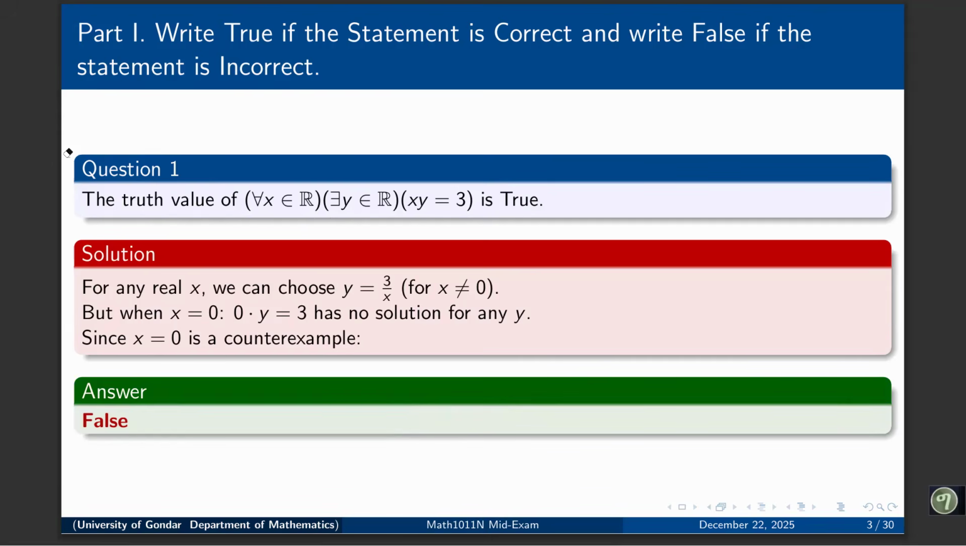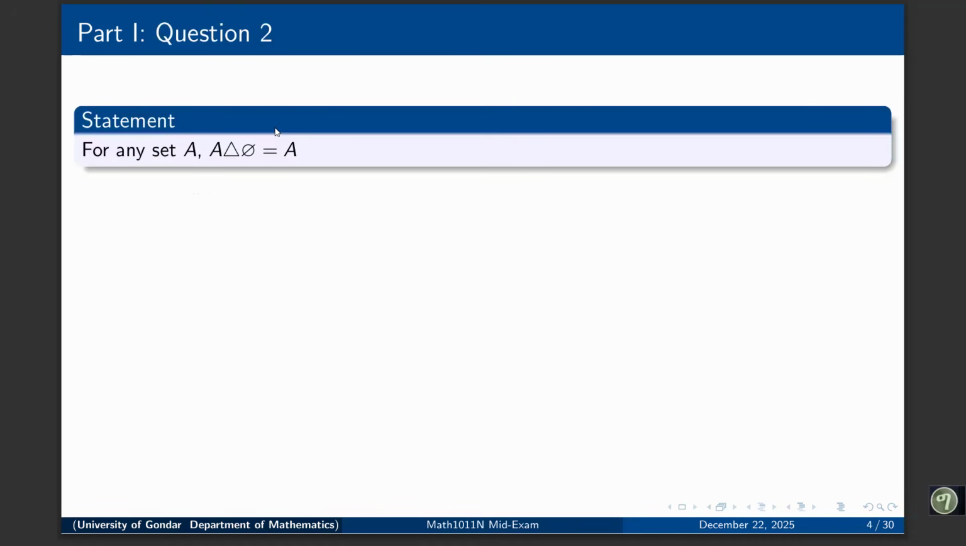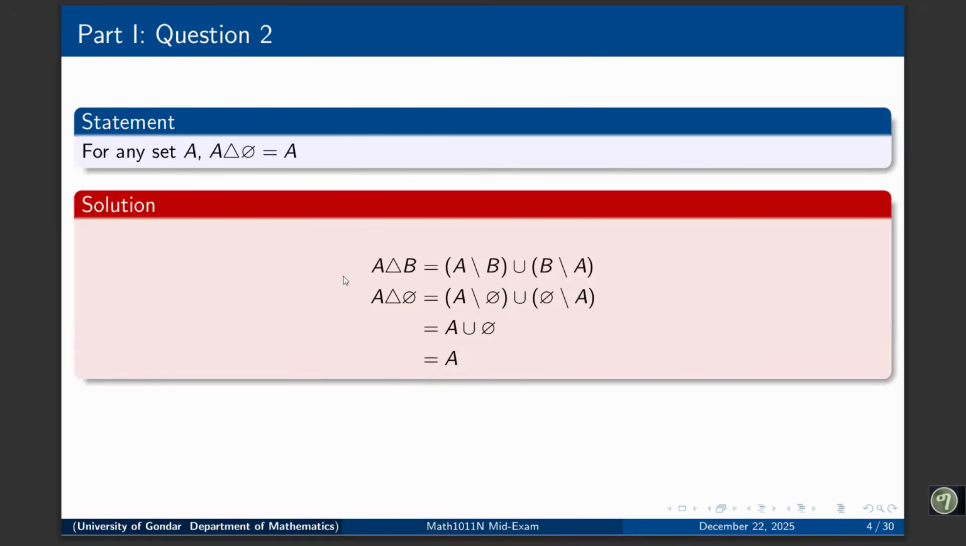The second question could be this one. The statement is: for any set A, A symmetric difference the empty set is equal to A. In order to check the truth of this, we have to know the property of the symmetric difference operation. The symmetric difference between any two sets A and B is obtained by the formula A Δ B = (A − B) ∪ (B − A).